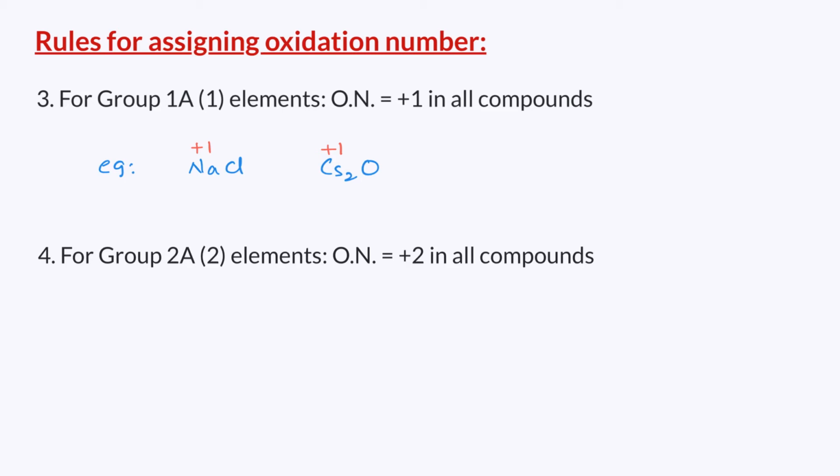We take any compound with a group 2 element in it. Example, calcium chloride, magnesium oxide, etc. The oxidation number of calcium in calcium chloride is +2. Similarly, the oxidation number of magnesium in magnesium oxide is +2.